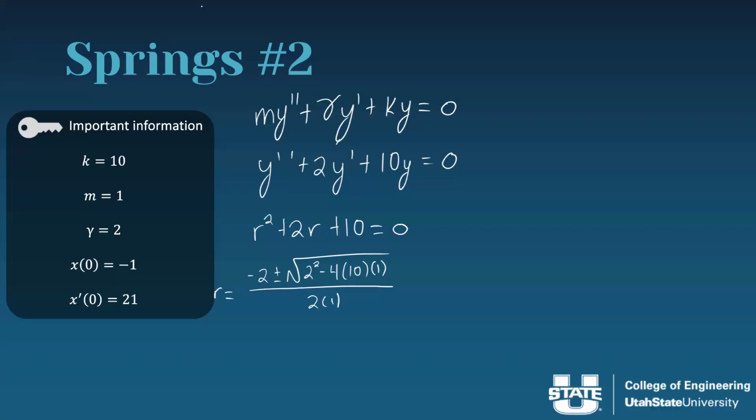So for this one, we do our characteristic polynomial, just like the first one. However, we have a minus 36 inside that square root.